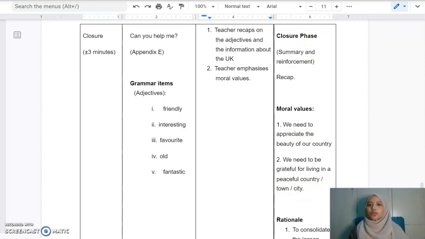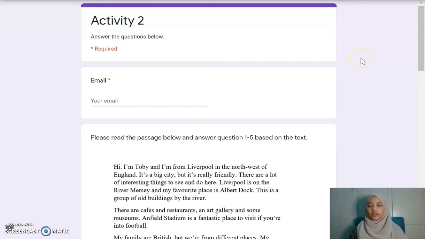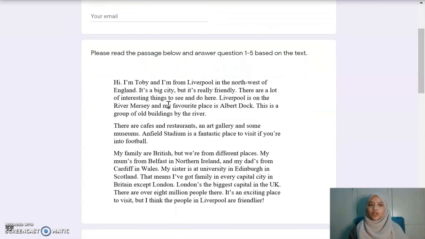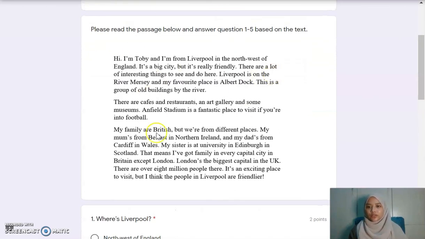Okay, now let's take a look at the Google Form. So this is the Google Form. The pupils need to enter their email here as their attendance, and by doing this the teacher can also track the pupils' individual performance. After that, they need to read the passage. So this is the passage. After they have read the passage, they need to answer 4 multiple choice questions and 1 short answer question.